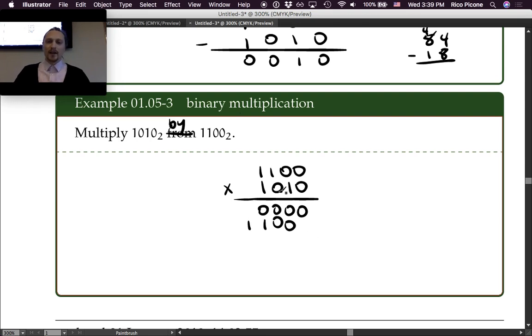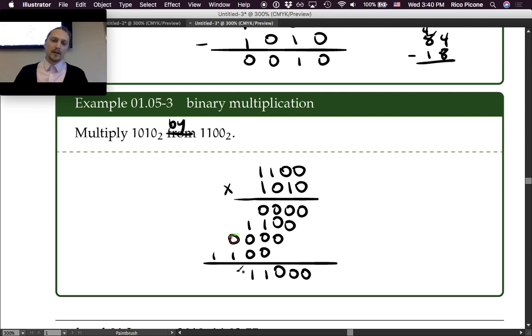Okay. We have another 0, so we're going to have 0 times 0 is 0. 0 times 0 is 0. 0 times 1 is 0, and 0 times 1 is 0. And we have a 1. So 1 times 0 is 0. 1 times 0 is 0. 1 times 1 is 1. 1 times 1 is 1. Okay, and then we have to sum these all up. So we get 0, 0, 0, 1, 1, 1, 1. So that's our result.